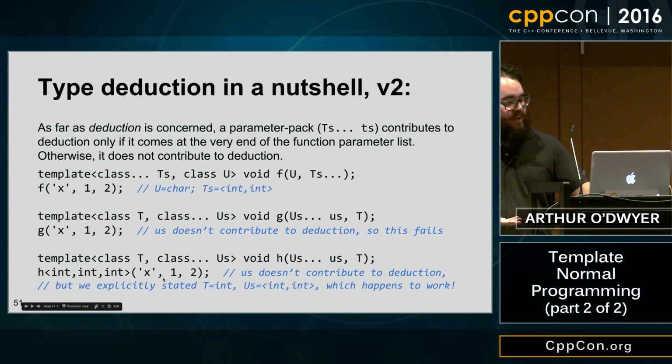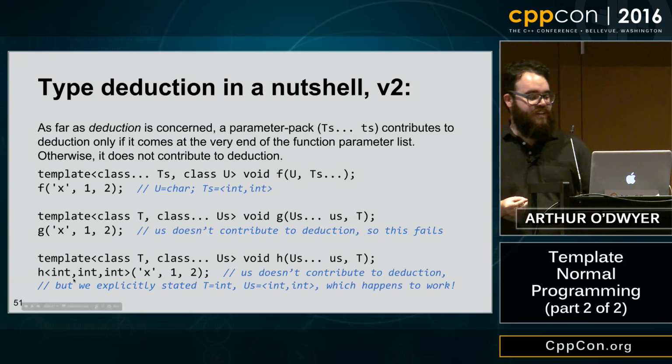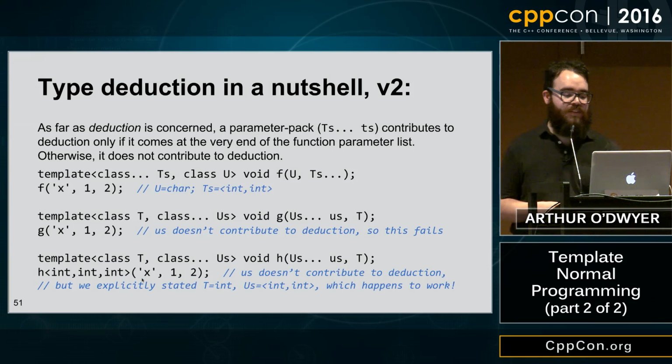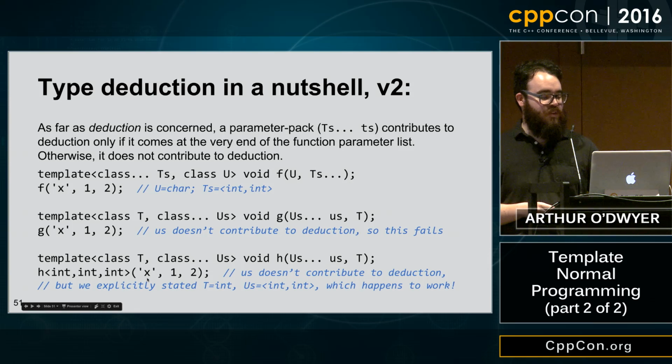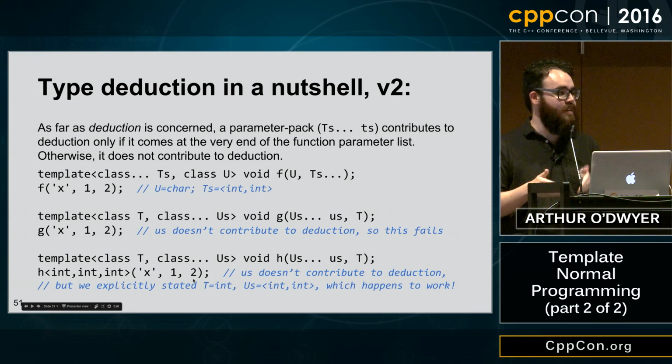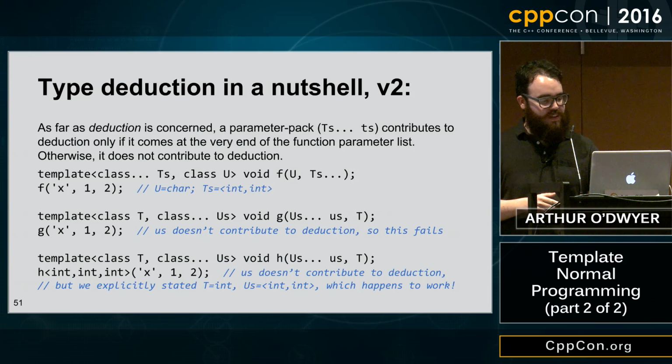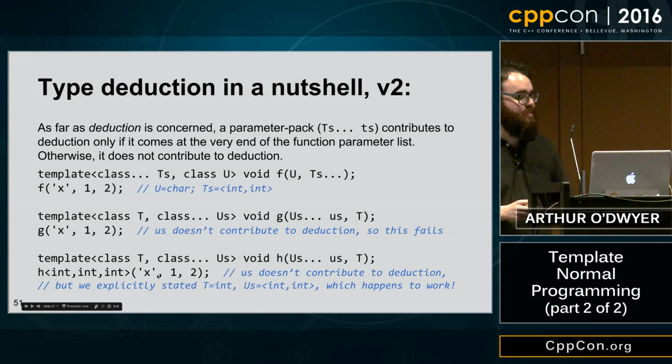And with case H, here I am explicitly stating that T is int and that U starts with int. Now here the U's don't contribute to deduction, but we know they start with int. So let's say, okay, this one is a char, but we said it was int, so it's int. And this is int. And then we've run out of the U's that were explicitly specified. So this next thing must be a T. So T must be int. Actually, that T doesn't contribute to deduction either. We already specified that one too. So this just happens to work.